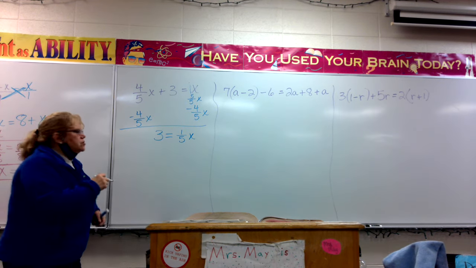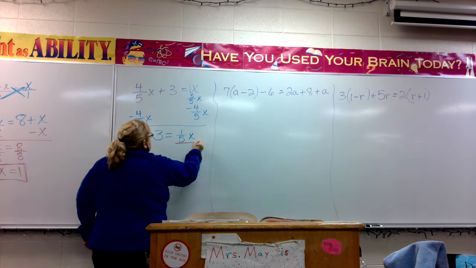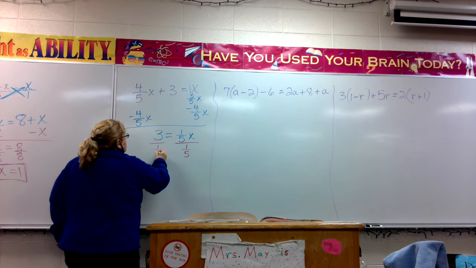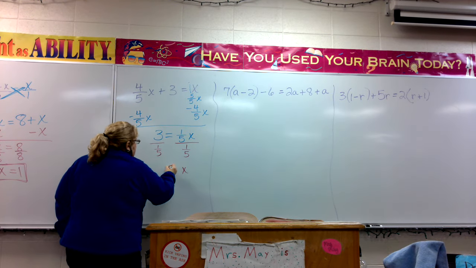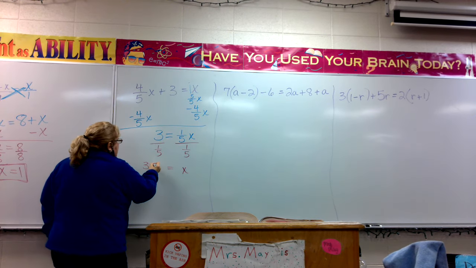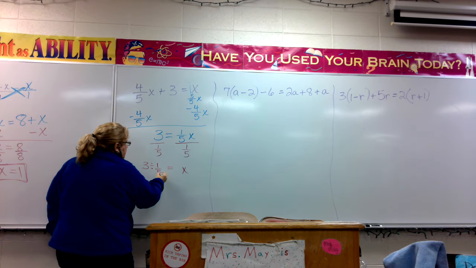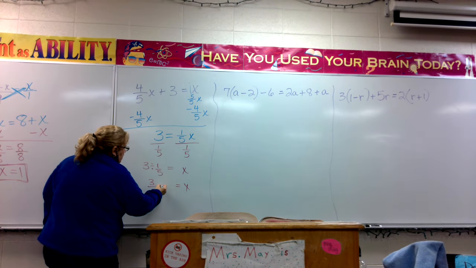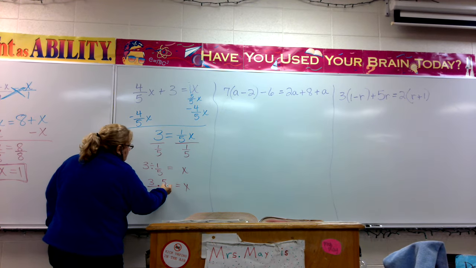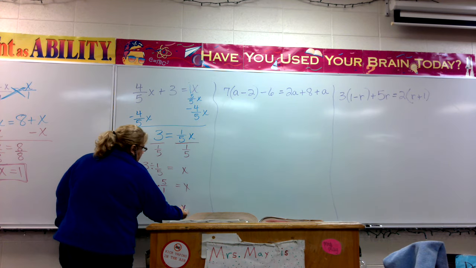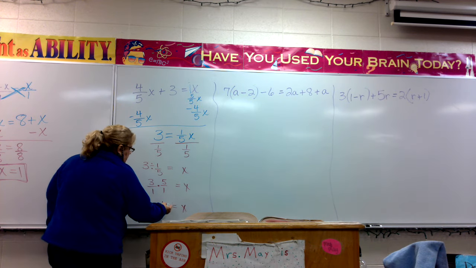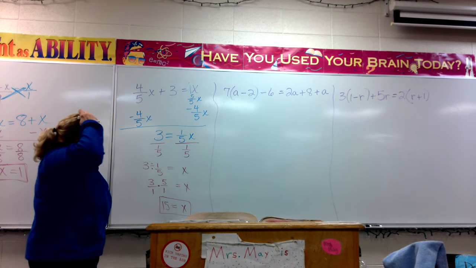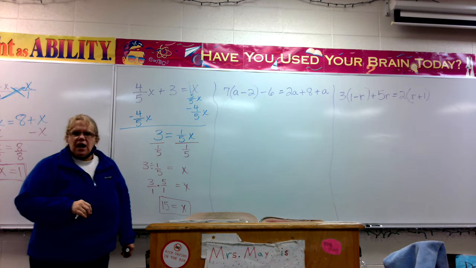Now you know how to solve that. What do you have to do to both sides? Divide by 1/5. X equals 3 divided by 1/5. Multiply by the reciprocal. Times, flip it over, 5/1. So what's x equal to? 15. Are we good so far?